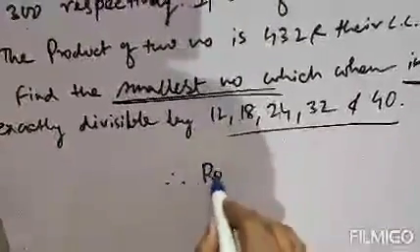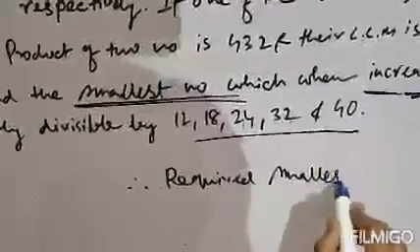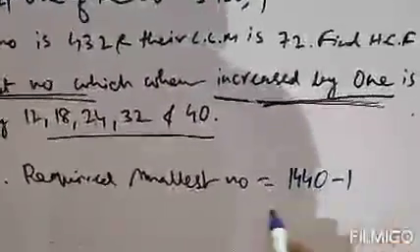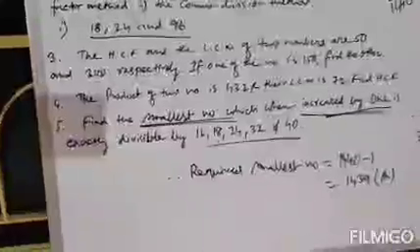Therefore you will write: required smallest number will be 1440 minus 1 equals 1439. This is your answer, 1439. Clear? Because 1439 is the smallest number which when increased by 1 is exactly divisible by these numbers. So this is all about the HCF and LCM chapter. Your chapter is complete. In the next session we will do the next chapter. Thank you.